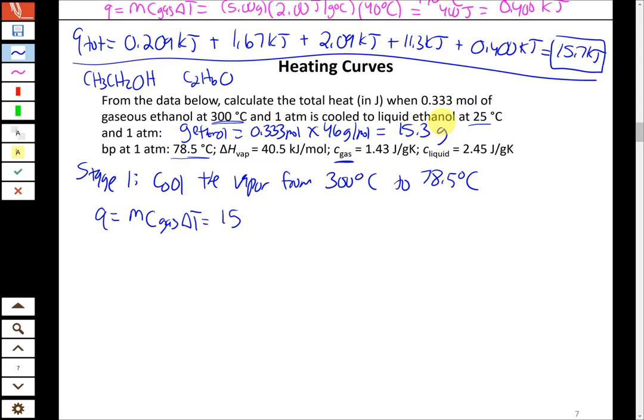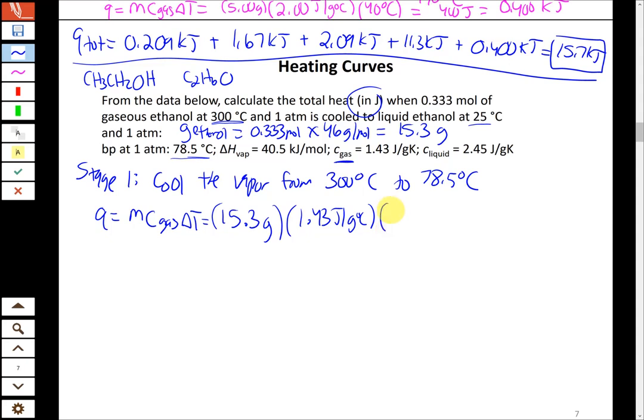But again, we might give you moles, we might give you grams, and in most cases you'll need both, but you'll need the molar mass to do that, which I didn't give you here. All right, so with that out of the way, let's calculate heat for the first stage. So we need the mass of ethanol, which is 15.3 grams, not directly given to you, but you'll need that if you're going to use specific heat capacities. And then we use the specific heat capacity of the gas phase substance, which is 1.43. Here we're looking for heat in joules, so we're not going to convert anything for this step.